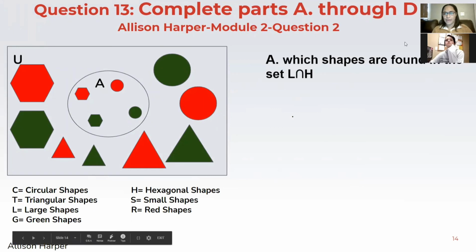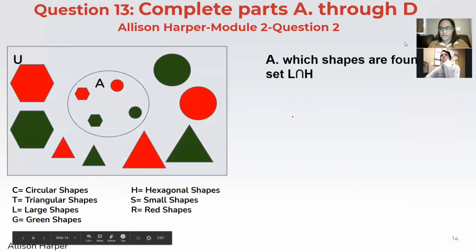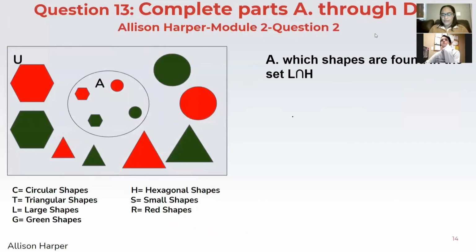Okay, so A says, which shapes are found in the set L intersection H? So pretty much what we're looking for here are large shapes that are hexagons. So large hexagons are our big hexagon here.